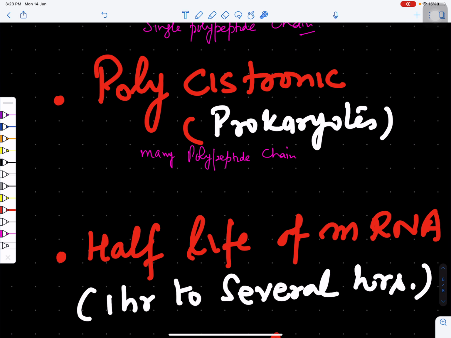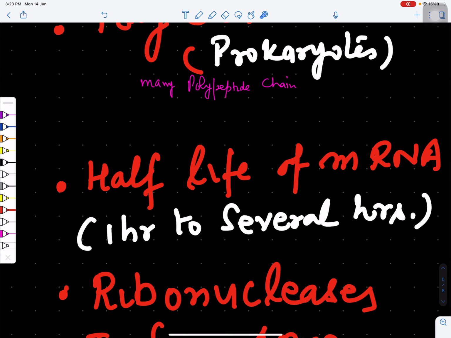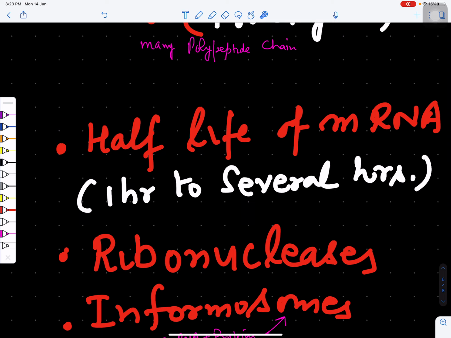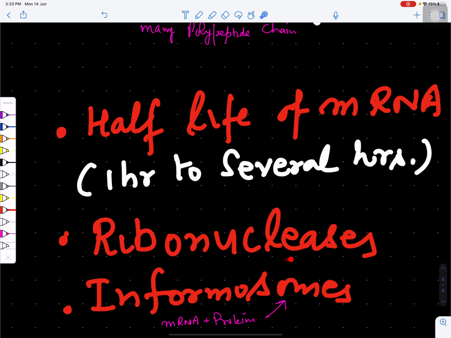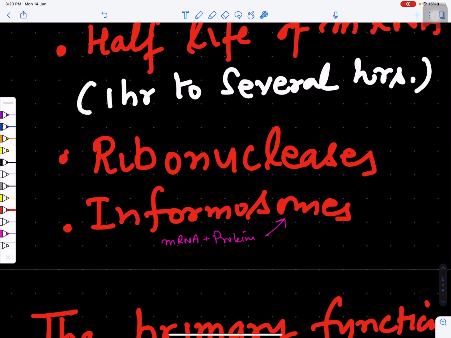Now messenger RNA, as we know, gets degraded very easily with the help of enzymes. That is called the half-life of messenger RNA. It may remain in the cell for 1 hour to several hours. Now this is acted on by enzymes called ribonucleases, but when this messenger RNA forms complexes with protein, it may be protected from the action of the ribonucleases which degrade the RNA. Then it forms a stable structure called informosome. What is informosome? Complexing of messenger RNA with the proteins.